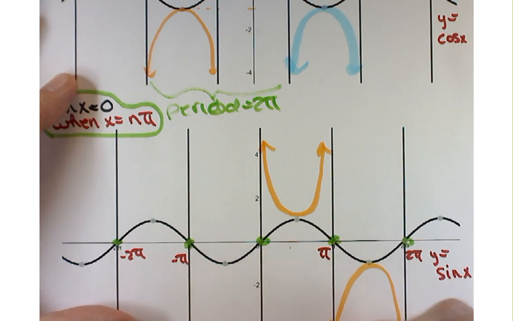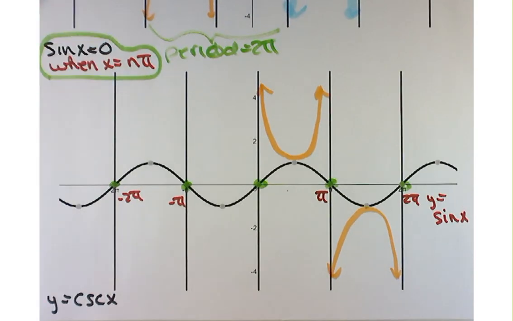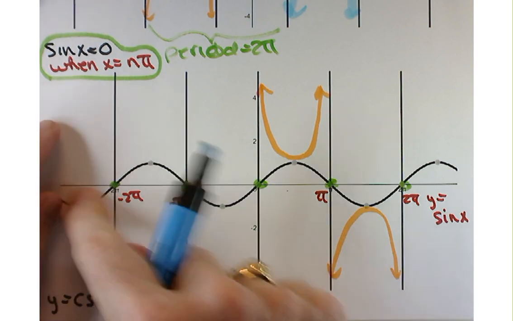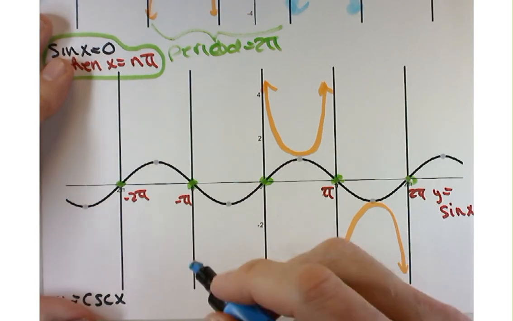But once you have the graph of the sine or cosine that corresponds to your function, the rest of it is just filling in these cup shapes. Now, on a test, I don't want or need to see the graph of the associated sine or cosine function. That's okay.